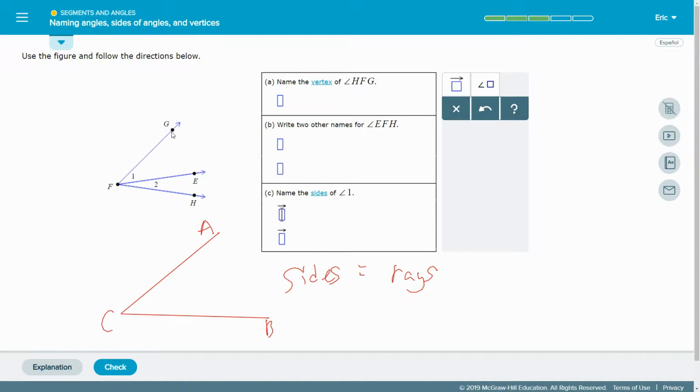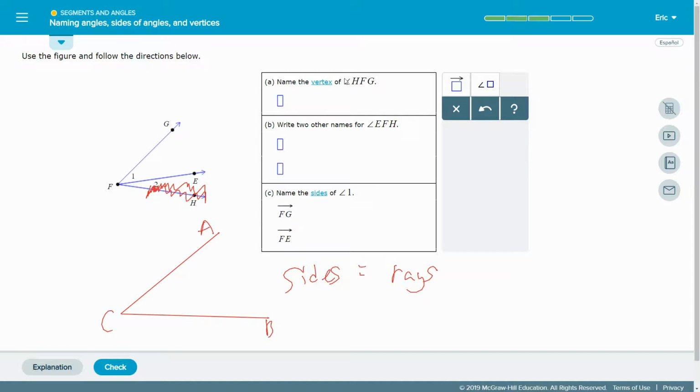For angle 1, which is just this angle up here, I'm going to cross out this part down here because we don't care about that. So angle 1 is all of this up here. So what are the rays, or my sides? FG and FE. Again, always, always, always start from the vertex. That is how a ray is named.